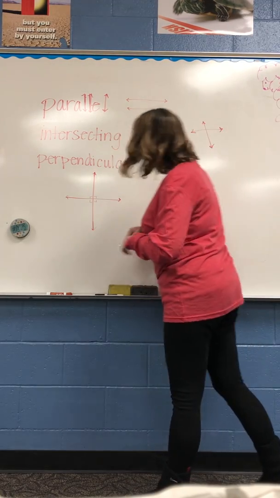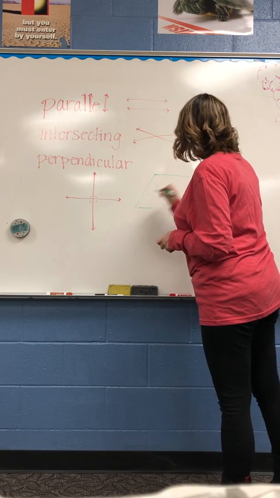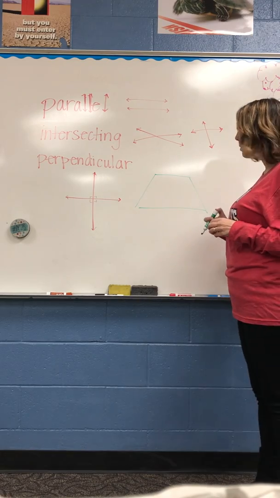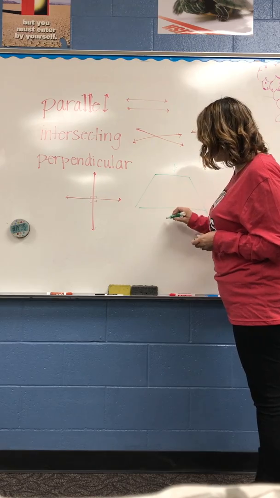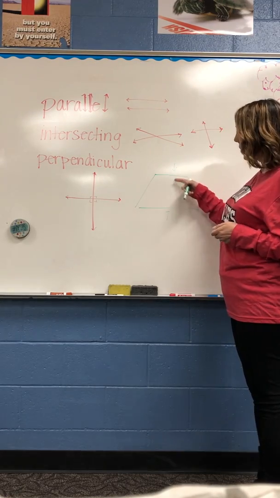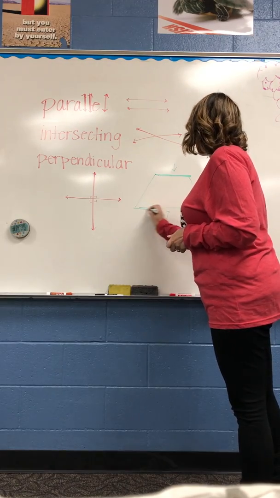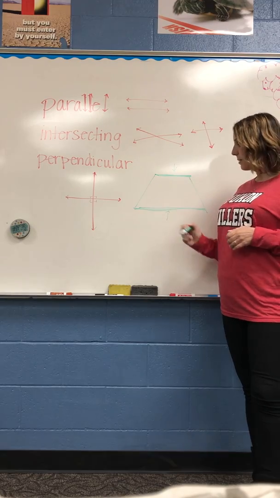Now let's say we have a trapezoid here, and you have to figure out if there are any parallel lines or perpendicular lines. Let's say we are looking at the top and the bottom. What kind of lines would these be? Exactly, these are parallel lines. They are never going to get any closer or any further apart. So those are parallel lines.